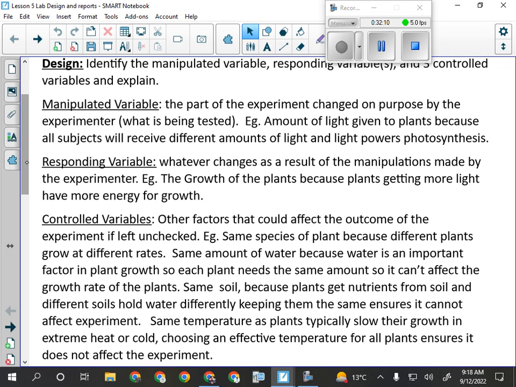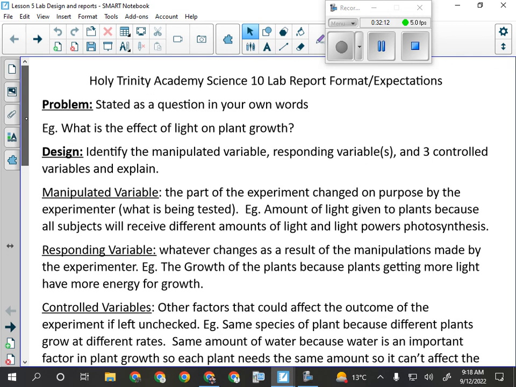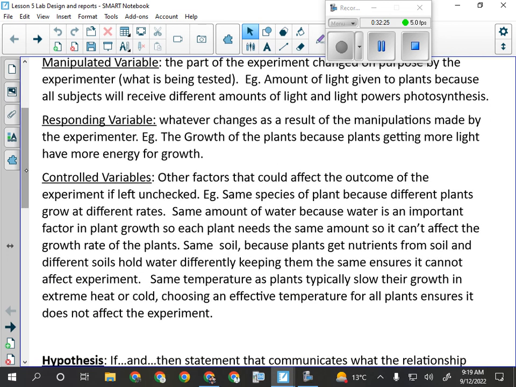Given that my problem is the effect of light on plant growth, how much the plant grows is my responding variable. Whatever I'm trying to observe is my responding variable. Whatever changes as a result of the manipulations made by the experimenter, that's my responding variable. In this case, the growth of the plants is the responding variable because plants getting more light have more energy for growth.